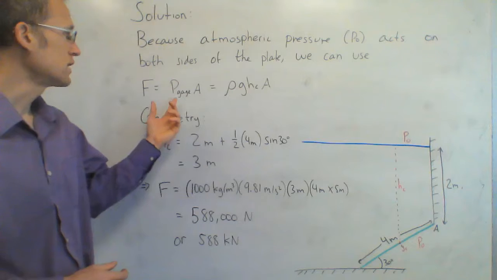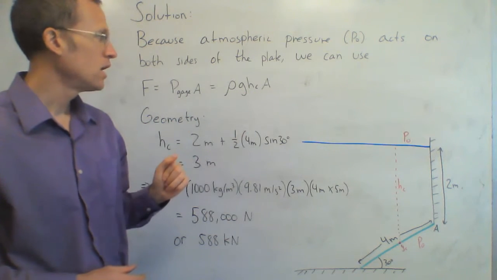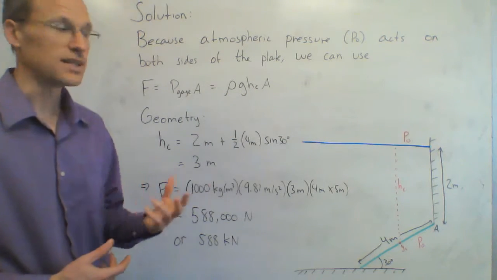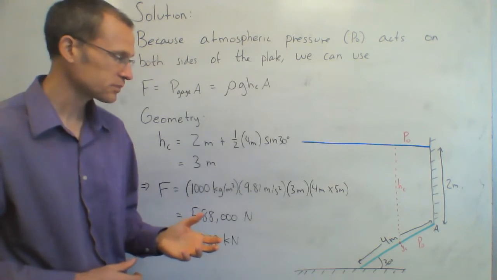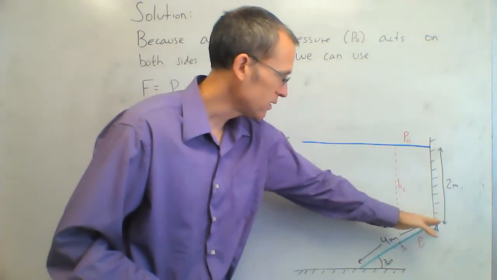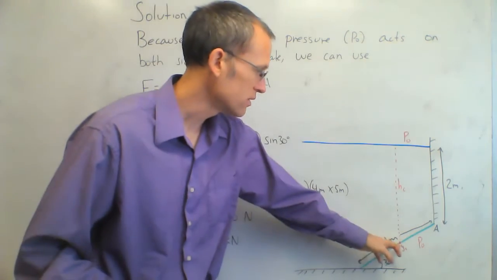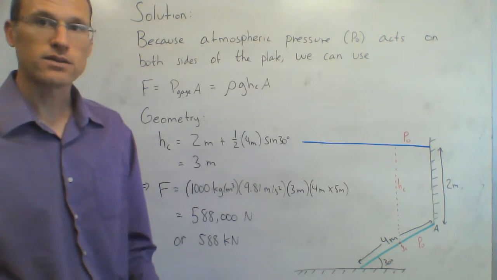So my force is the gauge pressure times area, or rho g hc times A. Now the only thing I need to do is find this value of hc. So what is the depth of the centroid in this scenario? Again, here I'm going to need some geometry. I have a rectangular plate. The centroid of a rectangle is right in the middle. So YC is right in the middle somewhere, so basically 2 meters away from point A is where that centroid is.